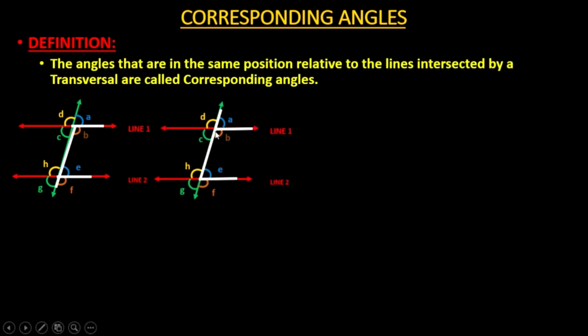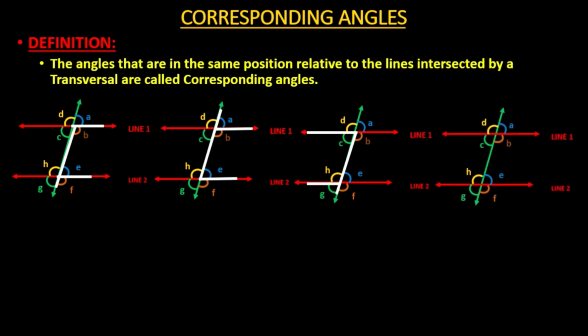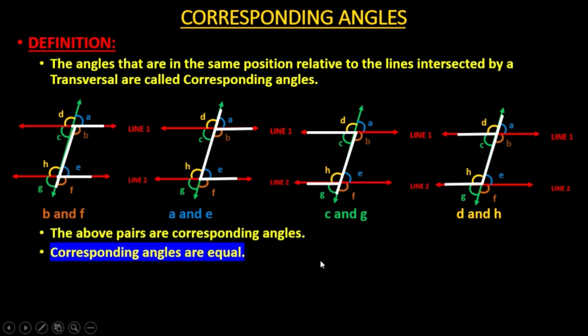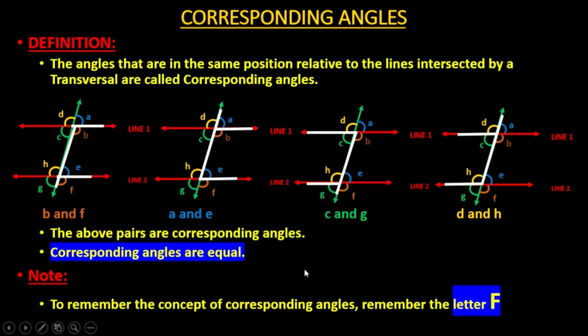In the second diagram, angle A and angle E are corresponding angles. In the third diagram, angle C and angle G are corresponding angles. In the fourth diagram, angle D and angle H are corresponding angles. Corresponding angles are equal. Note: to remember the concept of corresponding angles, just remember the letter F, that is the shape of the white line.